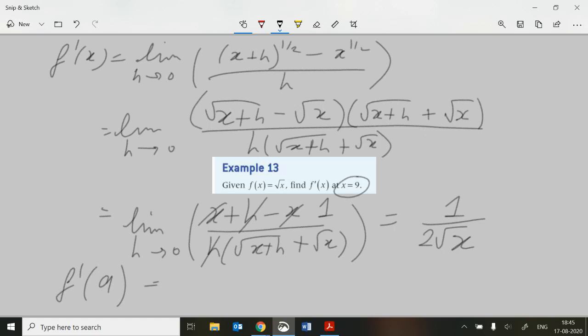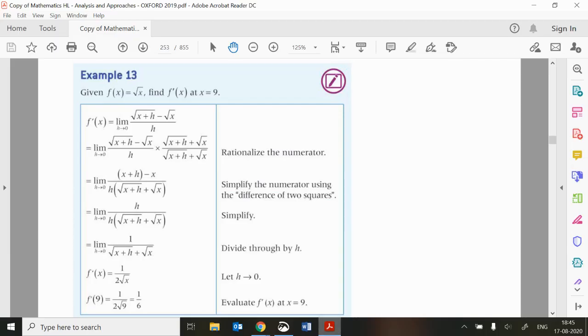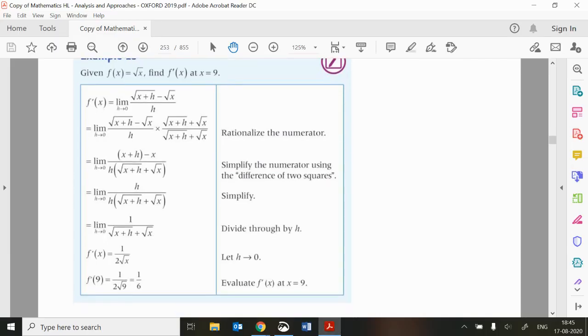Substituting in 9, we're getting 1 over 2 lots of the square root of 9. Remember, it's not plus or minus the square root. This is just a surd. This is not solving an equation with squares in. So now we're getting 1 over 6. And that should be our final answer. Okay, yeah, we're getting 1 over 6.